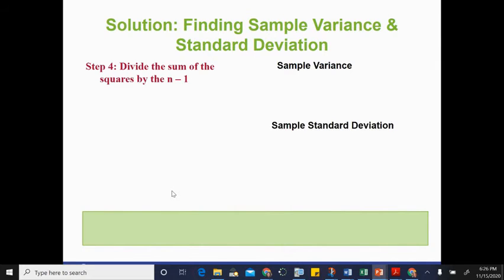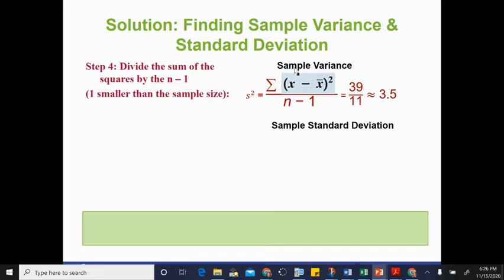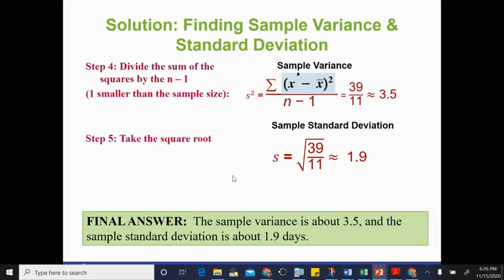Step 4, since we're doing a sample this time, we have to divide by the sample size less 1. So the sum of all those squares we got was 39, and then we're dividing by the sample size minus 1. There were 12, so we're only going to divide by 11, so we get 3.5, and then we're going to take the square root. Okay, that takes a few minutes if you're doing it by hand. The final answer, sample variance, is about 3.5, and the standard deviation is about 1.9 days, so almost 2 days.